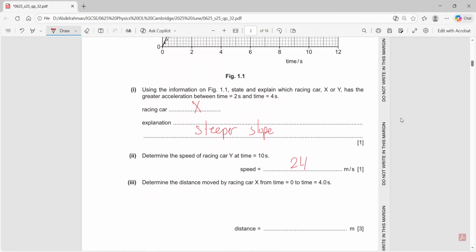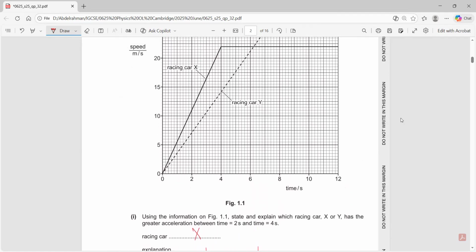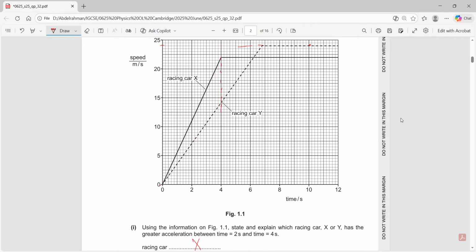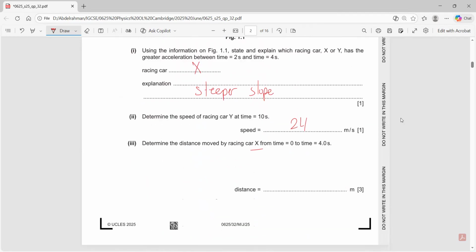Can I find the distance traveled by car X from 0 to 4? From 0 to 4 by car X, this is a triangle. You need to find the area under the graph. From 0 to 4, the height would be 22. So you need to write down area under the graph. This is the area of a triangle, so it's half times base times height, which is half times 4 times 22, which gives you a distance of 44 meters.